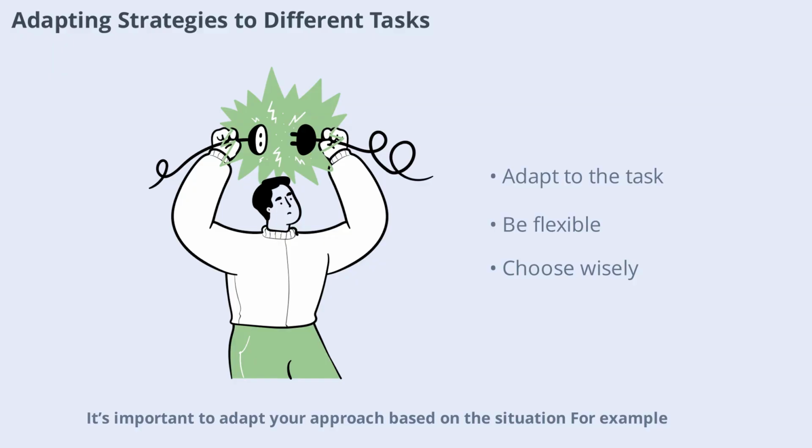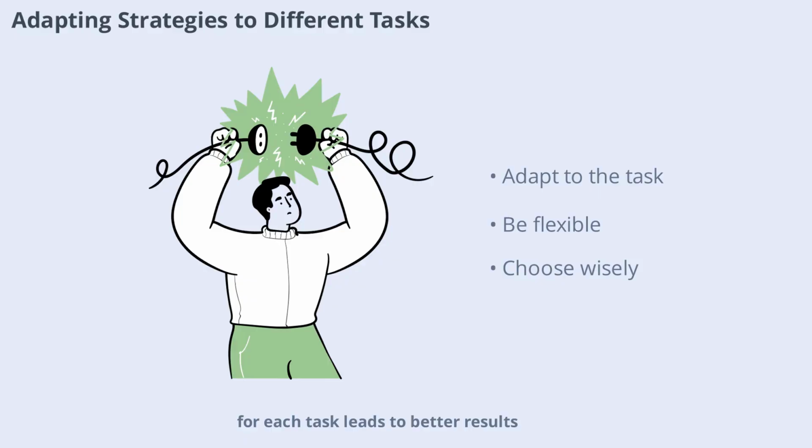Not all cognitive strategies work equally well for every task. It's important to adapt your approach based on the situation. For example, rehearsal might be best for memorizing facts, while elaboration is better for understanding concepts. Being flexible and choosing the right strategy for each task leads to better results.